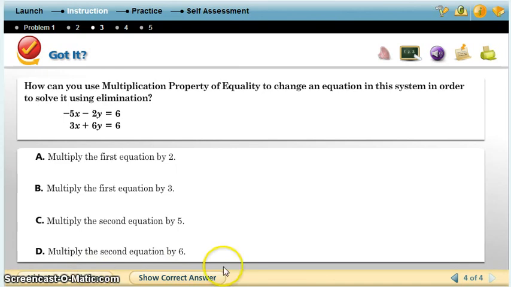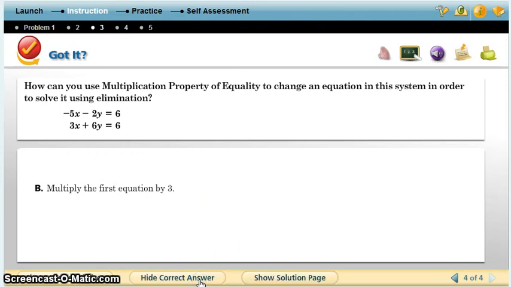Now, these are your answer choices. This is what you're going to do. Multiply the first equation by 2, multiply the first equation by 3, multiply the second equation by 5, or multiply the second equation by 6. How would you solve this? Okay, so think about that. Look at your two equations. Think about that. And the correct answer is actually going to be B.